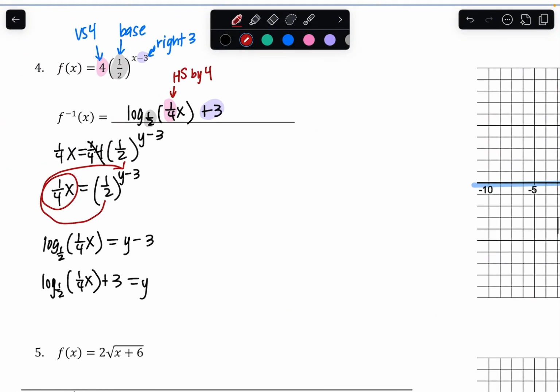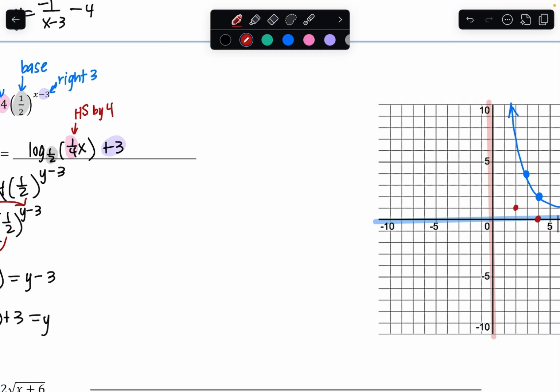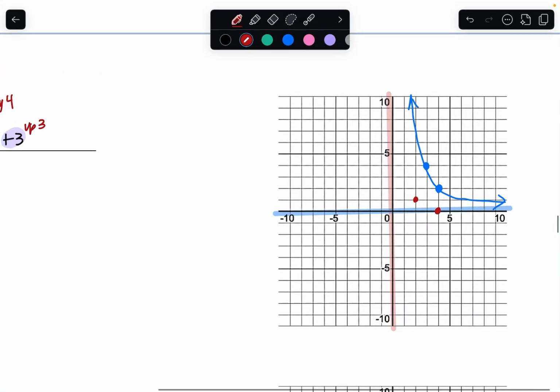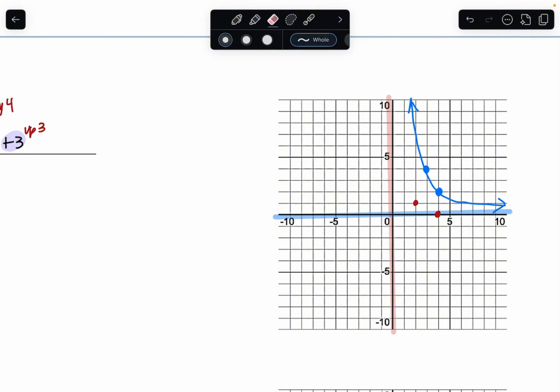And then our last step is to shift up 3. So these points need to move up 3 units. And so our x-intercept is up 1, 2, 3.